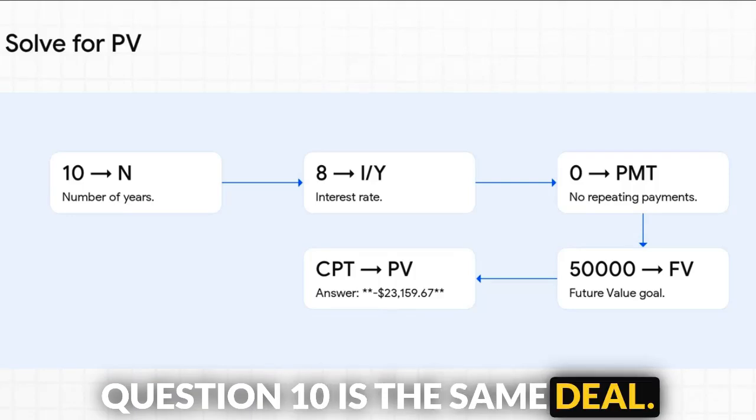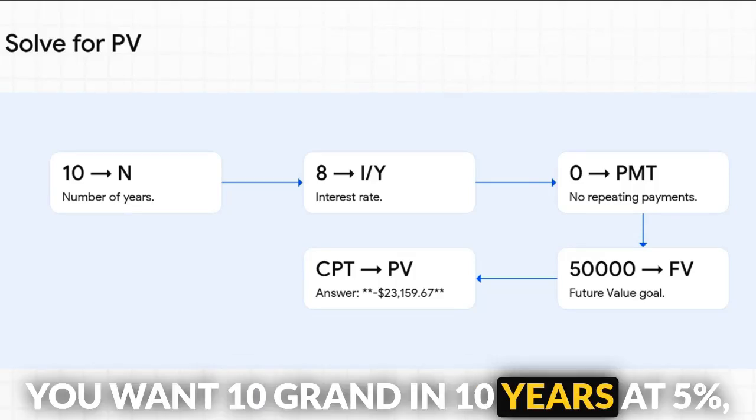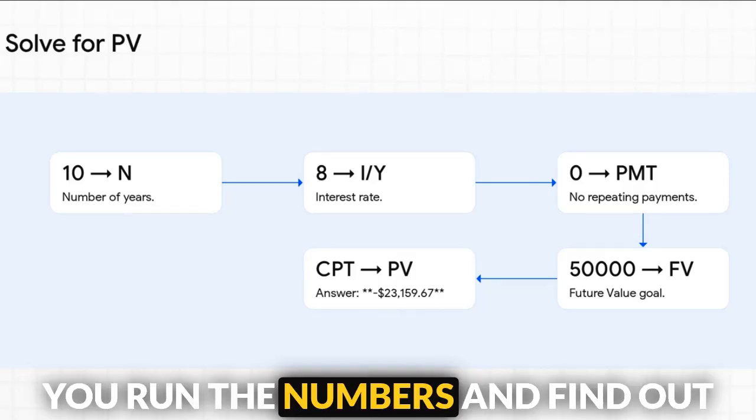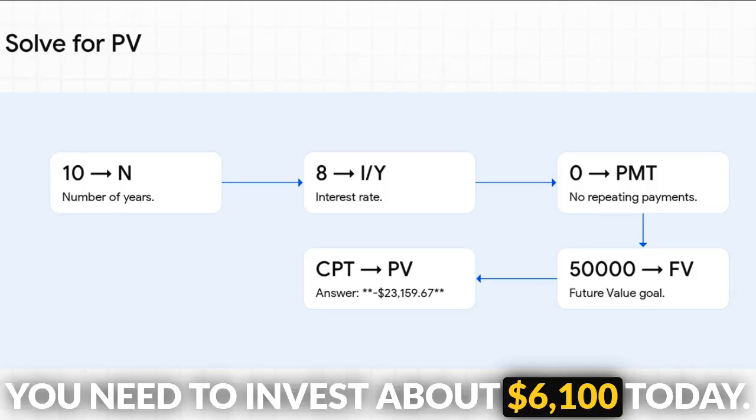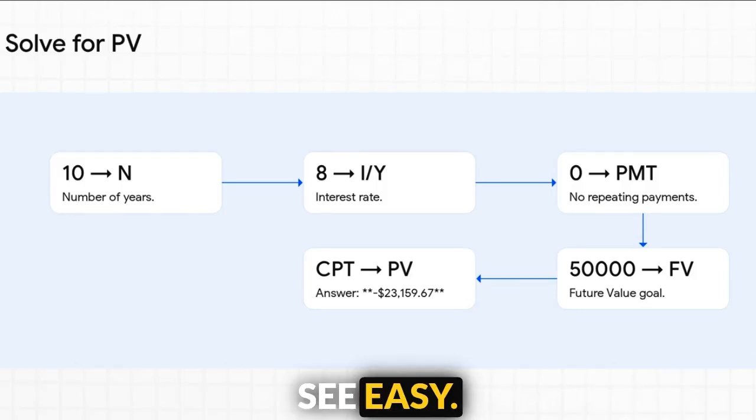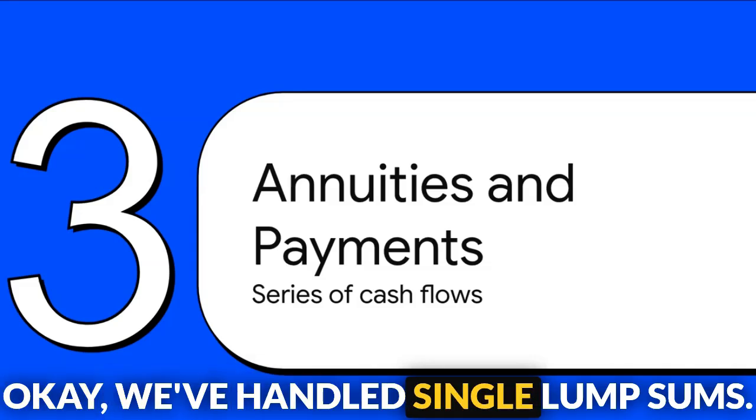And just like before, you can use this for other problems. Question 10 is the same deal. You want 10 grand in 10 years at 5%. You run the numbers and find out you need to invest about $6,100 today. See? Easy.